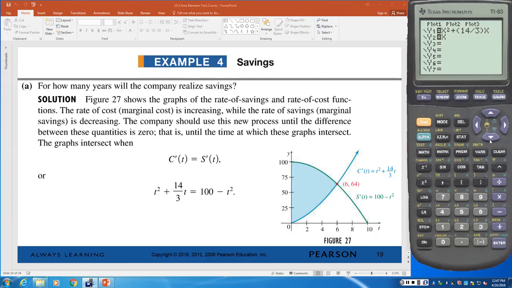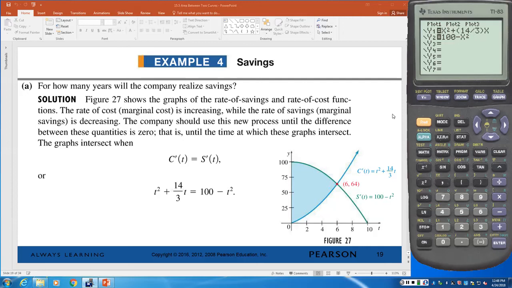Okay? So there's C prime of T. S prime of T is 100 minus x squared. Okay? Now to begin with, I don't know how long they're going to realize savings, and neither do you.